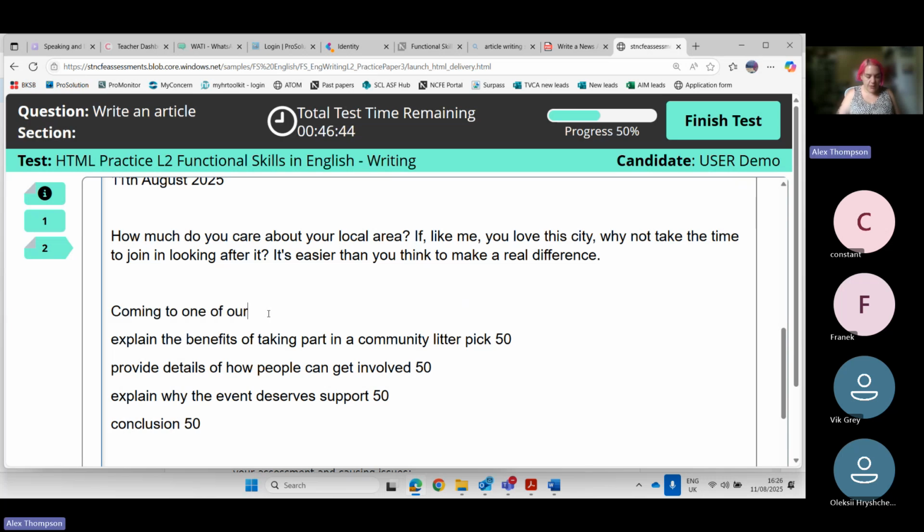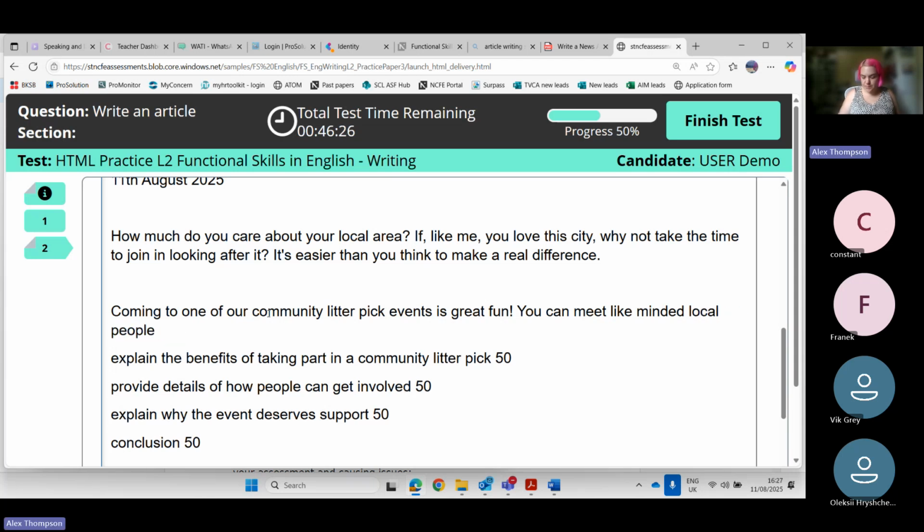Coming to one of our community litter pick events is great fun. You can meet like-minded people, like-minded local people, and enjoy the day, making new friends with shared interests.